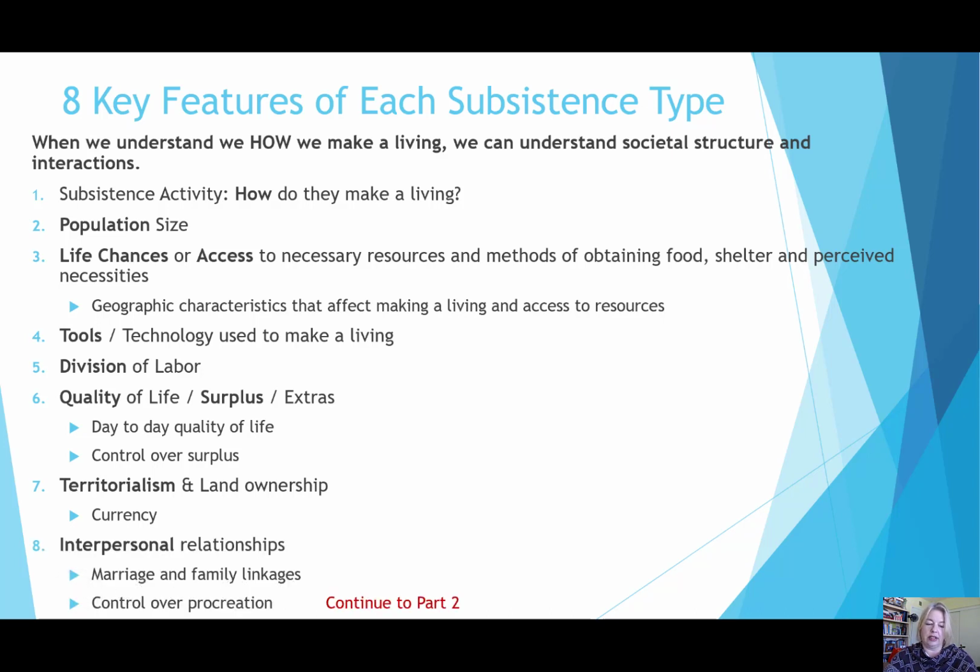Finally, interpersonal relationships, marriage and family linkages, and how these ways that we subsist or make a living impact whether or not marriage exists, or the important, in terms of the way the society defines it, relationships within a society, and also how these subsistence types control procreation. I'm looking forward to this conversation with all of you in the next few chapters.